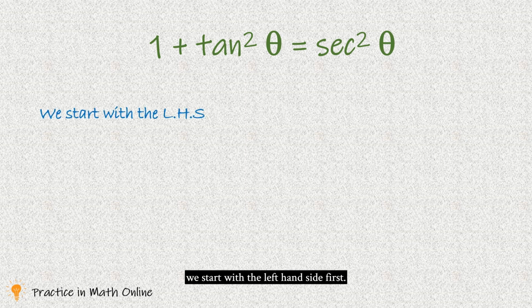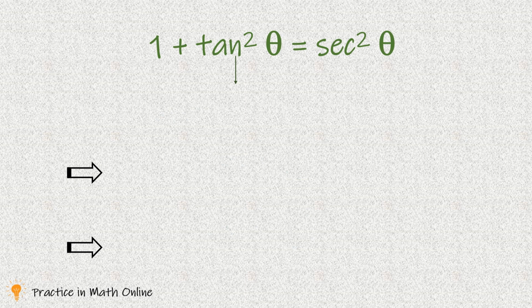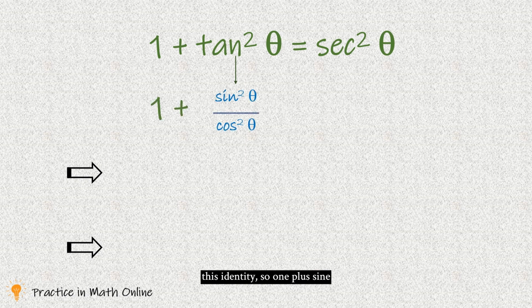Again, we start with the left hand side first. We know by definition that tan theta is equal to sine theta over cos theta. So squaring both sides, we will get tan square theta is equal to sine square theta over cos square theta. So again, we substitute the value of tan square theta in the left hand side of this identity. So 1 plus sine square theta over cos square theta.